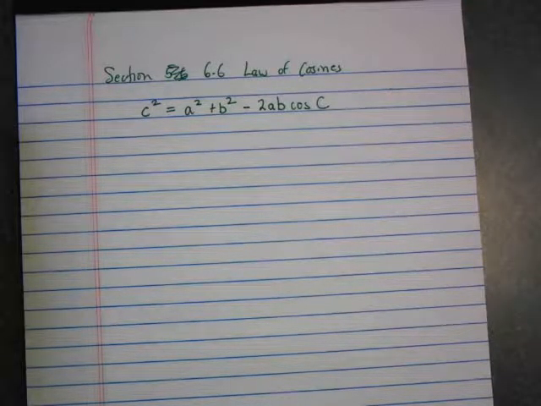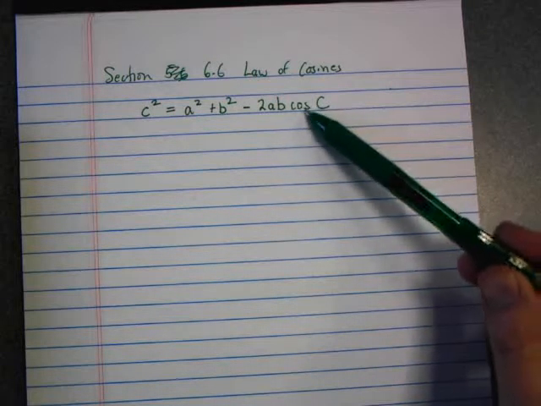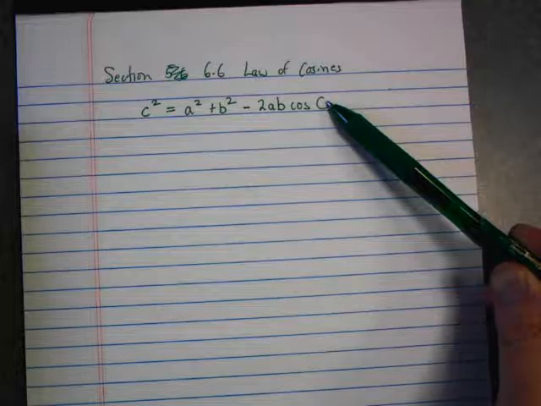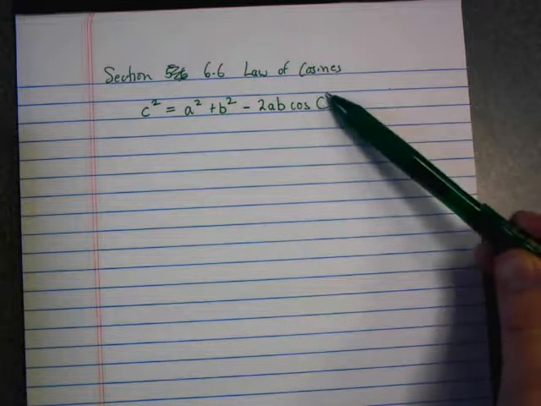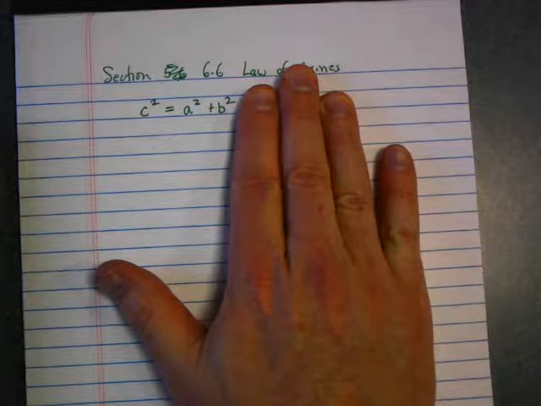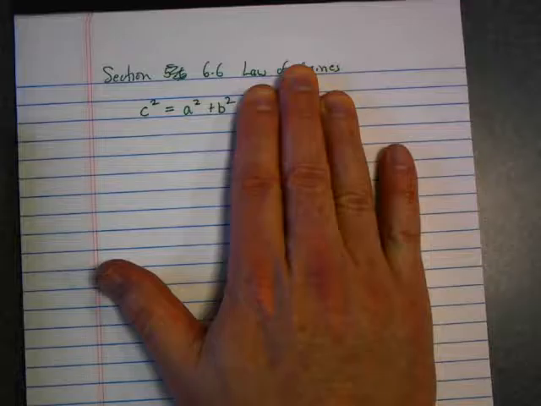Now, what if I did have a right triangle? What if C was a 90-degree angle? What's the cosine of 90 degrees? Not 1. It's 0. The cosine of 90 degrees is 0. So if I have a right triangle, all this part's going to go away, and you do have just the Pythagorean theorem.